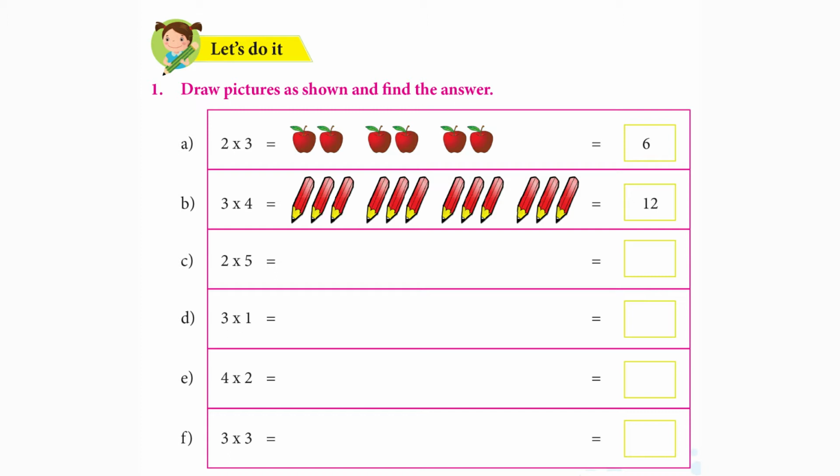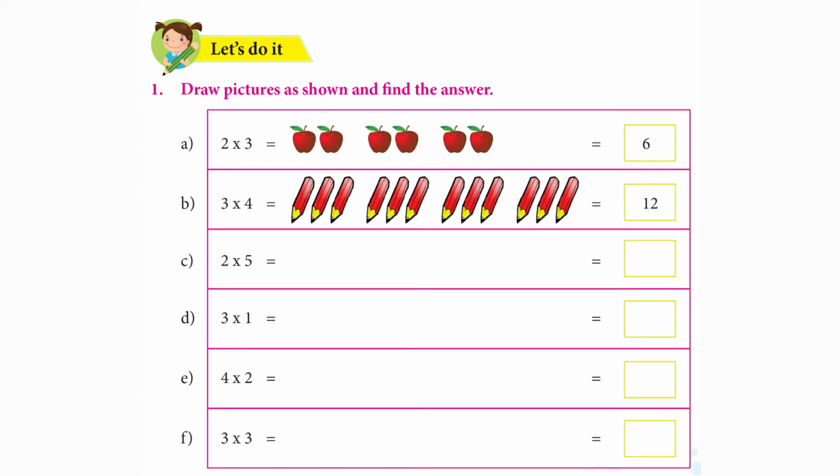Okay, so that is 2 into 3. So how many apples do we have? 1, 2, 3, 4, 5, 6. I'm just counting it now, but just for you to understand how we got the answer. So 2 into 3 is equal to 6. So we have 6 apples.